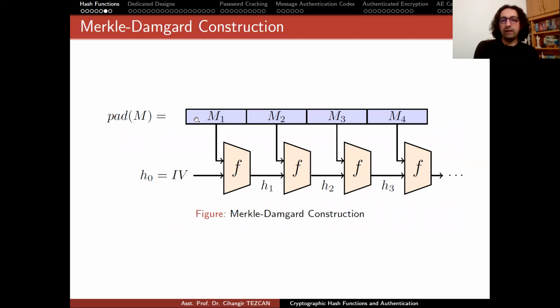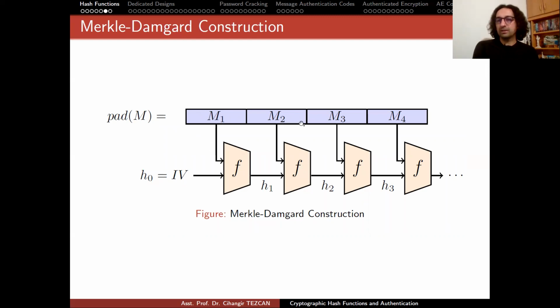So assume that you have a message. This is maybe a file on your computer and you want to take the hash of it. You divide it into blocks, and the block size depends on the f function that you are going to define. In this case, it is called the compression function. So the idea is as follows. Start with an initialization vector and design a compression function which takes two inputs. Initially you take the initialization vector and the first block of the message.